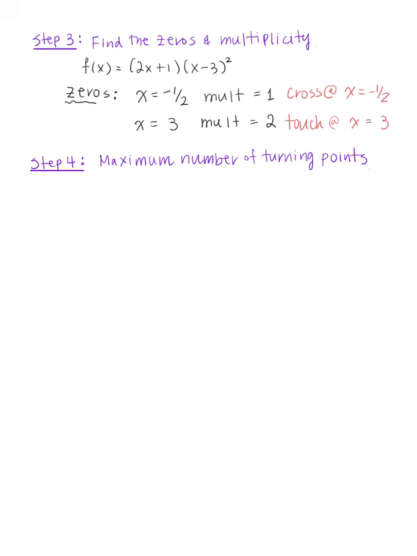Step 4 was find the maximum number of turning points. So what do you think? Well, isn't the degree of our f of x 3? So the degree of f of x equals 3. The number of turning points is at most 3 minus 1, which is going to be 2. Let me just write that. The maximum number of turning points is going to be 3 minus 1, which is 2.